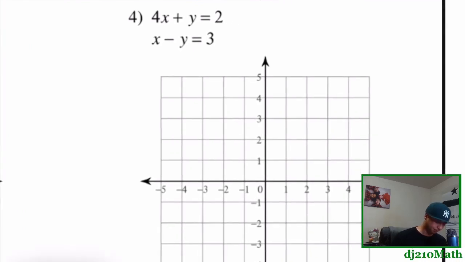All right. 4x plus y equals 2. We're on number 4. I'm going to subtract 4x from both sides. So y is equal to -4x plus 2. So y-intercept 2, down 4. Slope is -4, so down 4 to the right 1.